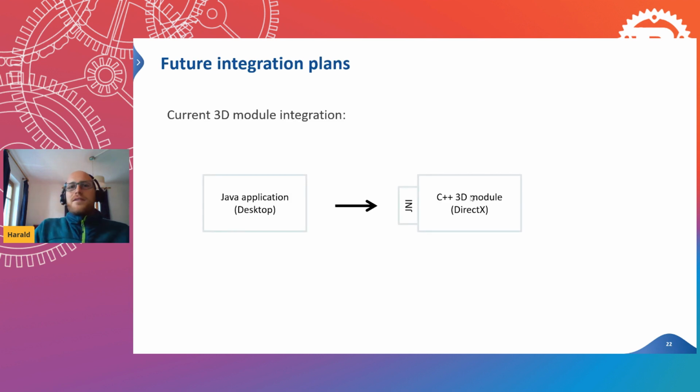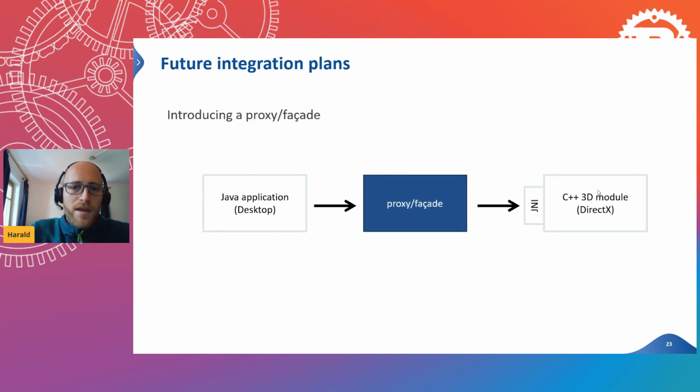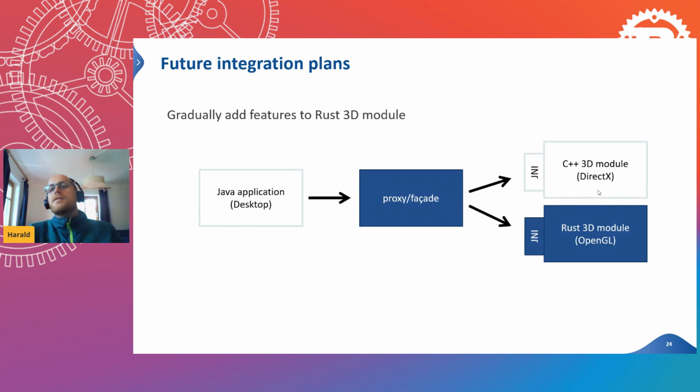Currently, our future integration plans for the module are as follows. Right now, we have the Java desktop application, which uses the C++ 3D module and is using DirectX underneath. It's integrated with JNI, that's Java Native Interface. And we add a proxy or facade, because this way we already started creating the Rust 3D module. We basically use the same JNI interface so that the proxy can decide on demand, maybe feature by feature, if it should use the old C++ module or the new Rust 3D module.